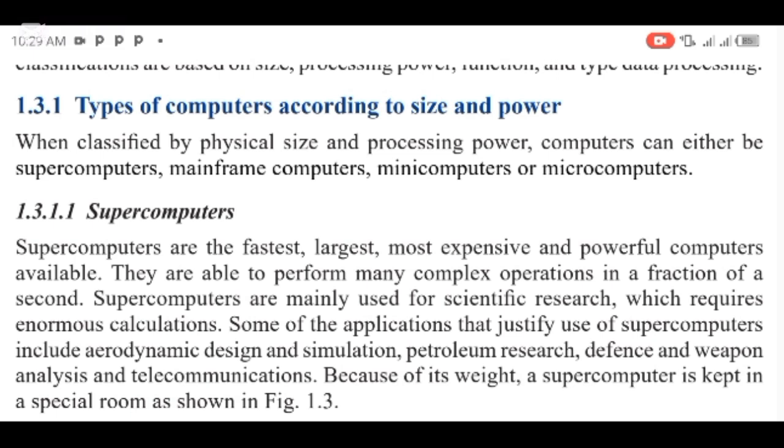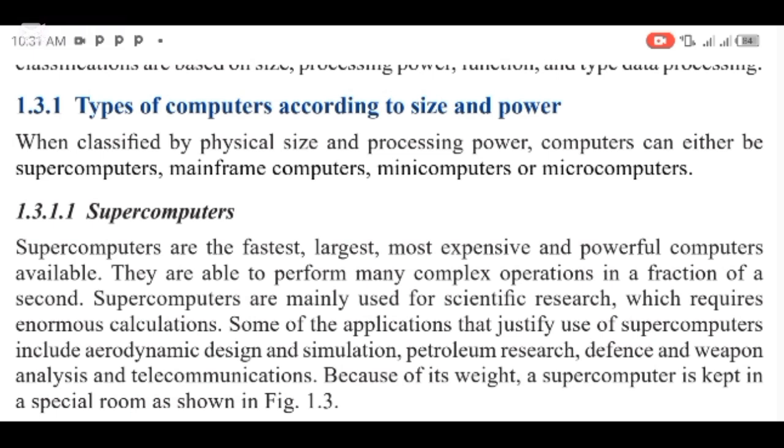When classified by physical size and processing power, computers can be supercomputers, mainframe computers, minicomputers, or microcomputers. What about the supercomputers? Supercomputers are the fastest, largest, most expensive and most powerful computers available. This means a supercomputer has the ability to process data in a few seconds compared to others, and it can process a large amount of data at one time. But it also has a high cost, with a powerful ability to store information.